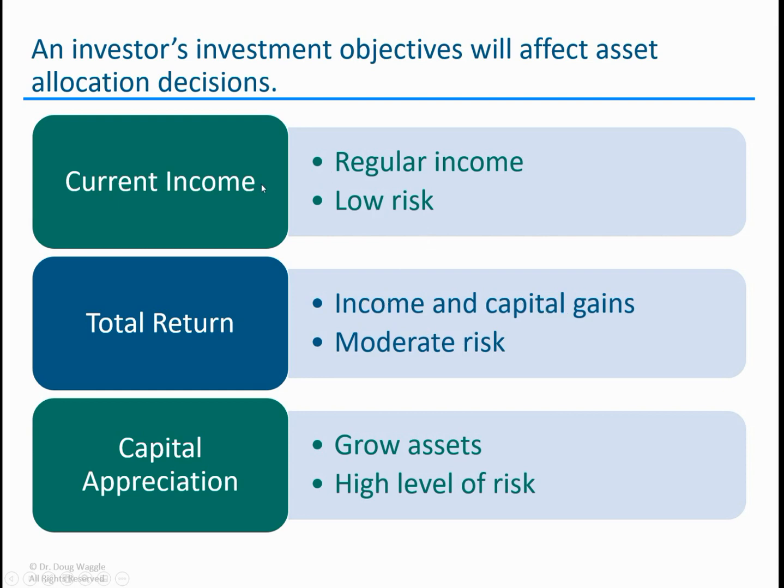With current income, if you're living on your portfolio, you don't want to take a risk of losing everything, so you'd have relatively low risk. With a total return portfolio, you take on more risk. You're okay with a mix of income and capital gains.